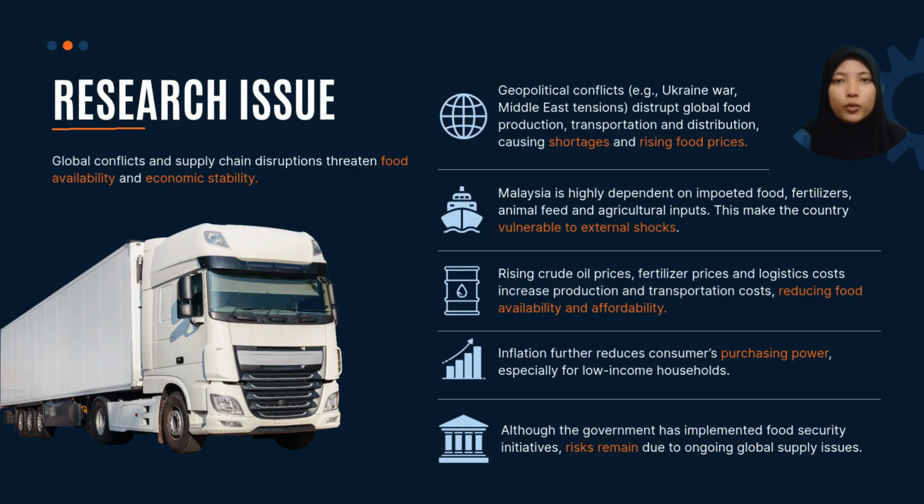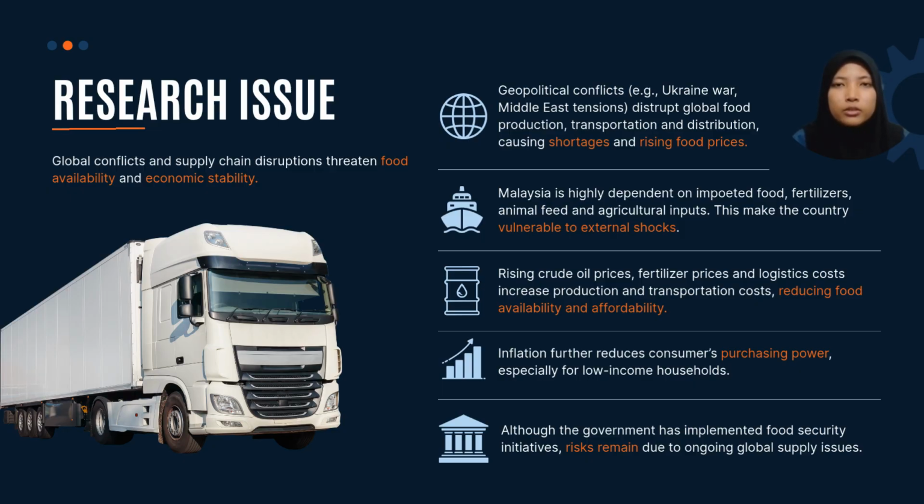Next, I will explain the research question, objective, and method used in the study. First, the research questions. This study addresses three main questions. The first question is to identify the trend of food availability in Malaysia during periods of global conflict. The second question examines how geopolitical risk, supply chain disruption, crude oil prices, urea prices, and inflation influence food availability in Malaysia. The third question focuses on determining the long-run relationship between geopolitical risk, supply chain disruption, and food availability during war periods.